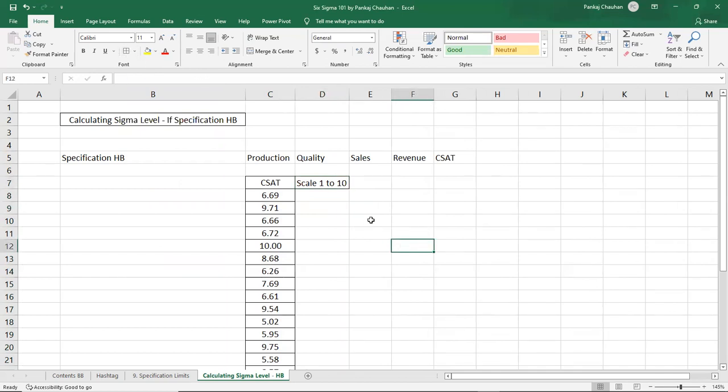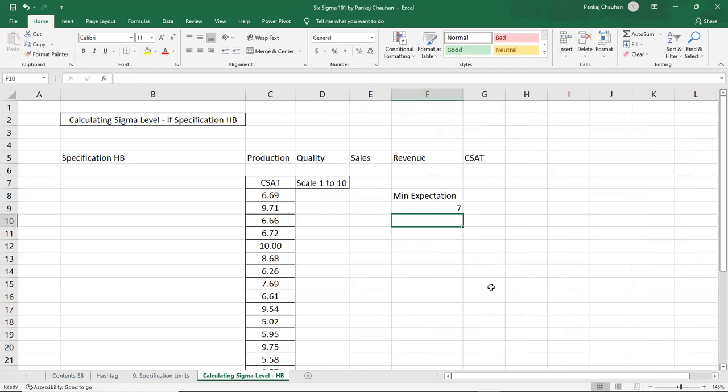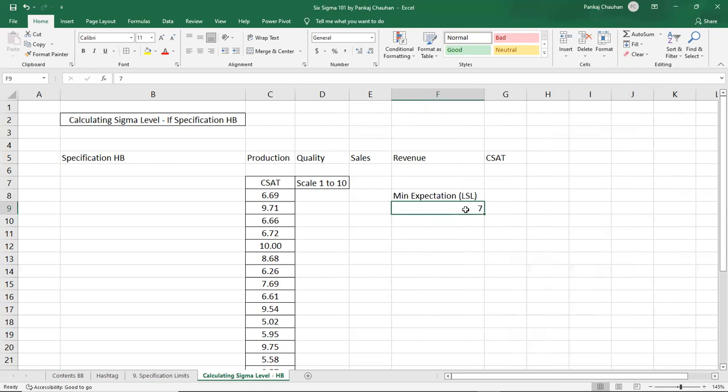Since higher is better, any higher customer satisfaction is good. Suppose your minimum expectation of customer satisfaction is 7. Less than 7 is considered a defect. You already have the minimum expectation, which is your lower specification limit, because higher is better. So whenever your specification is higher is better, we calculate against the lower specification limit.